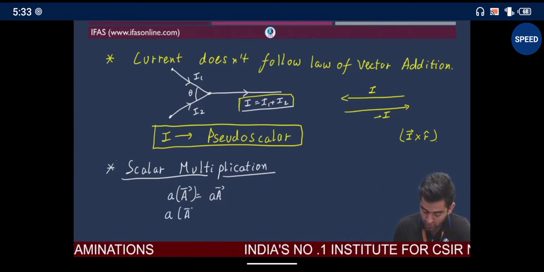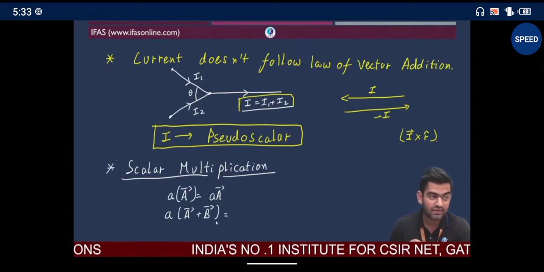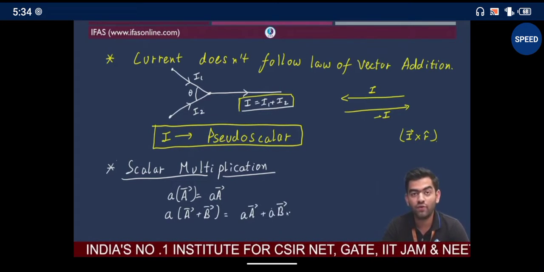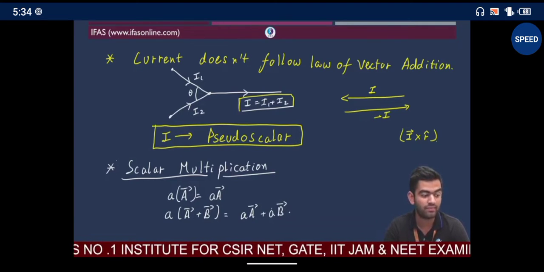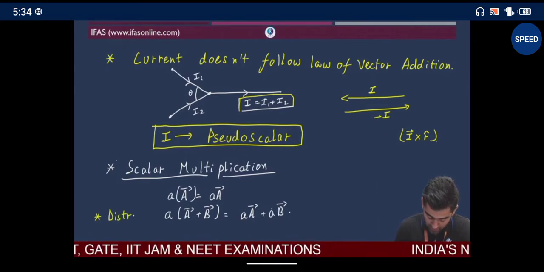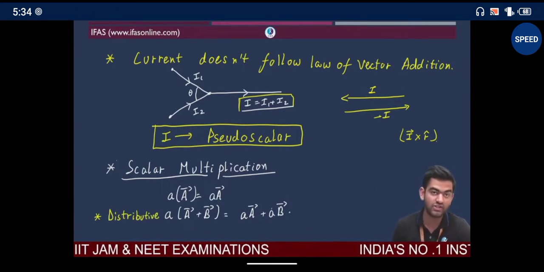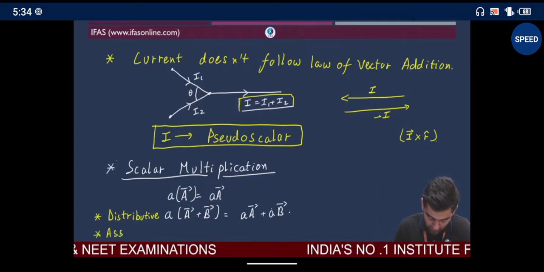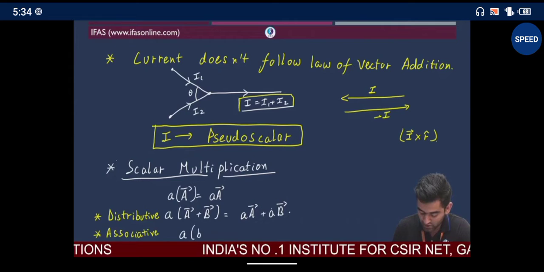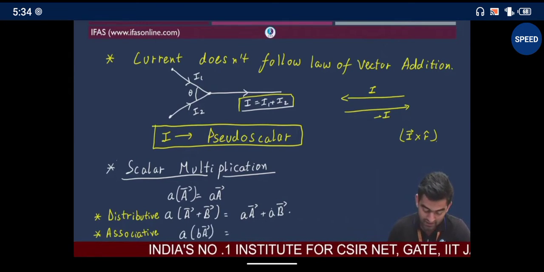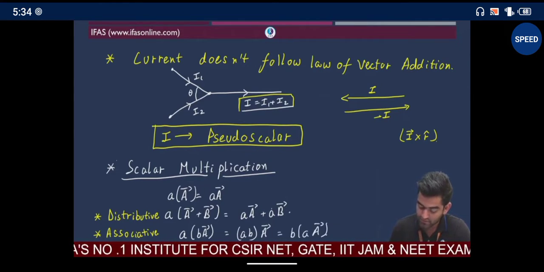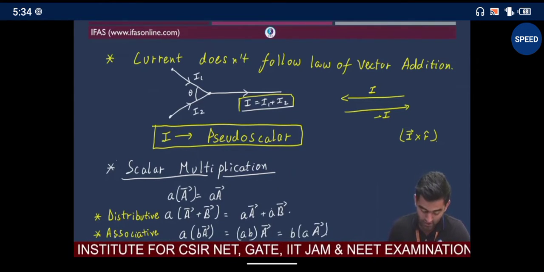The solution to this particular expression will be simply A times vector one plus A times vector two. It follows this property, which is called distributive. So scalar multiplication is distributive in nature. Now let's talk about another property, that is associative. Let's say A is multiplying a vector which is already a multiplication of a scalar and a vector. Then I can simply state it in this manner: A multiplied with B, then multiplying with the vector, is similar to B multiplying with A and then the vector. So it follows this kind of property. That's how it is associative as well.